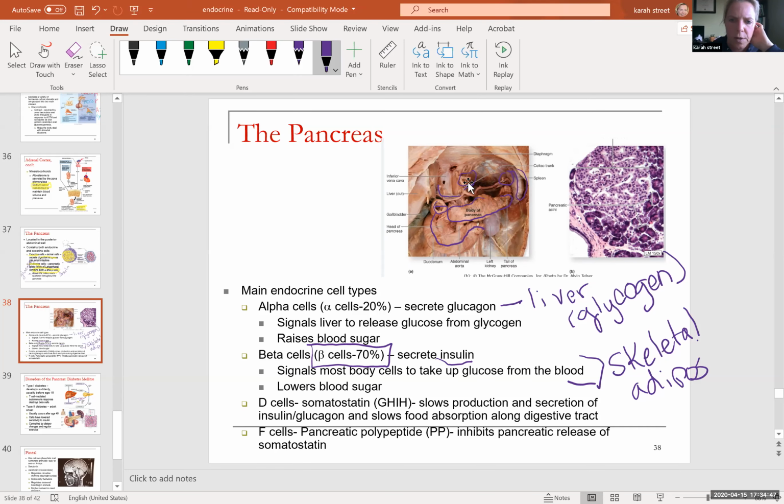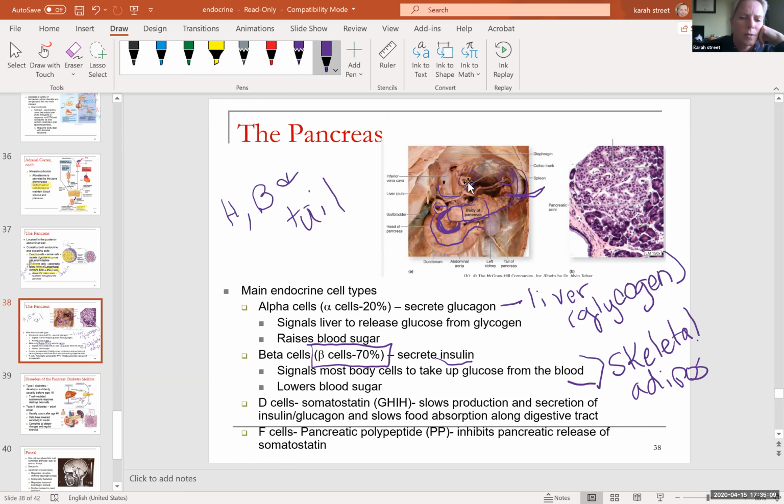And this portion of the pancreas nestles in the curvature of that duodenum, and that's called the head of the pancreas. The middle part is called the body, and this part way out here is called the tail. So the pancreas has a head, body, and tail.